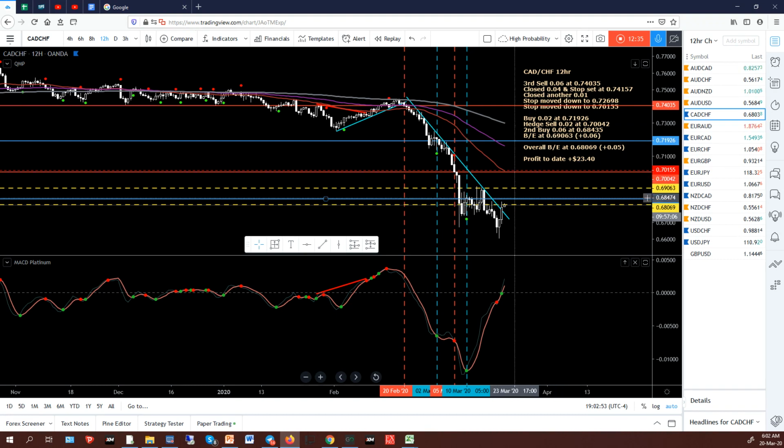Overall break-even for this little sequence in here is at 69063, which will be that top yellow line, which it hasn't got to yet. Again, the MACD Platinum's through the zero level. We're at the overall break-even level. So if I was smart, I would close all those trades and get out at break-even. The trend's down, as you can see, but I'd like to see this trend line break here and see how we go. So that's it for all the 12-hour charts, guys.